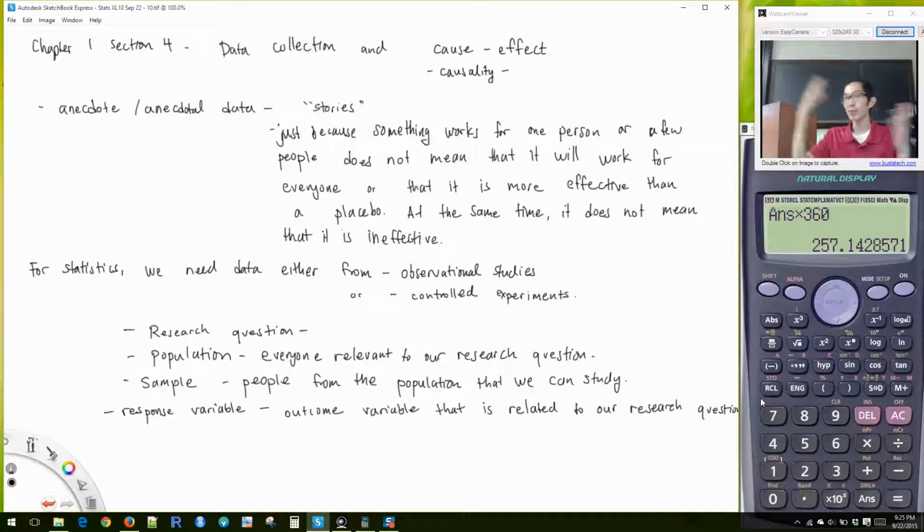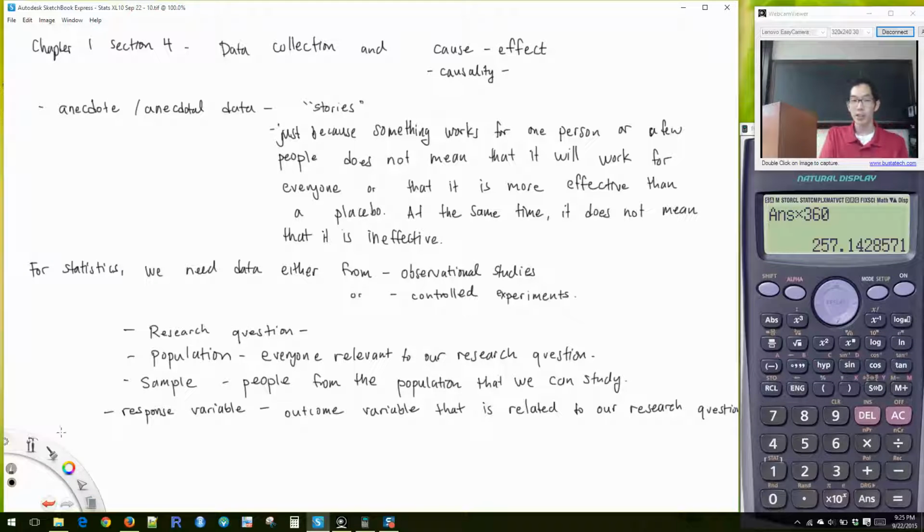If you're asking something else, like, does drinking milk help children grow taller? Okay, we think the answer is yes. But if we wanted to do a study, the response variable would be how tall is the child, or how much did they grow, or something like that. Okay, that's how we would try to answer this question. Okay, so that's the response variable.